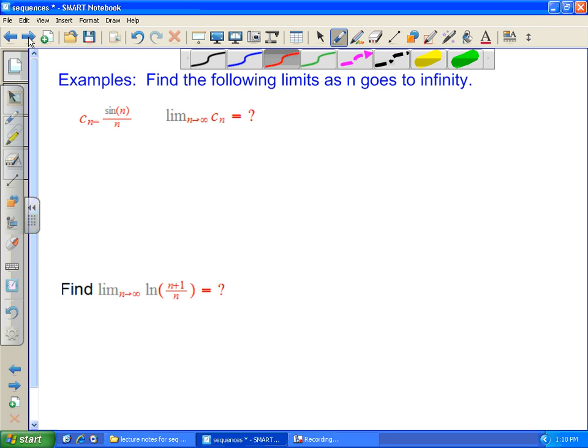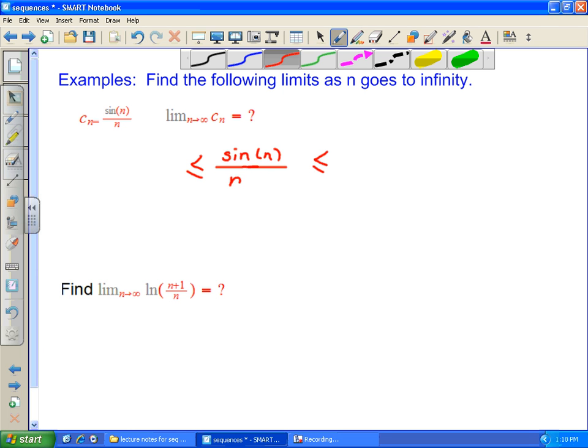Okay, now let's do some more examples, especially about what we just learned. For example, let's find the limit of sine n over n as n goes to infinity. I'll give you a hint. We're going to use the squeeze theorem here. So this theorem works really well when you deal with sine or cosine. With sine n over n, I'm going to try to squeeze it between two other functions whose limits are easier to evaluate.